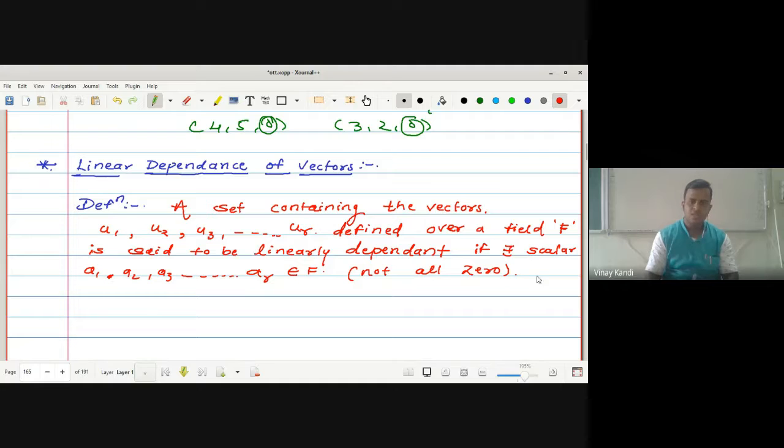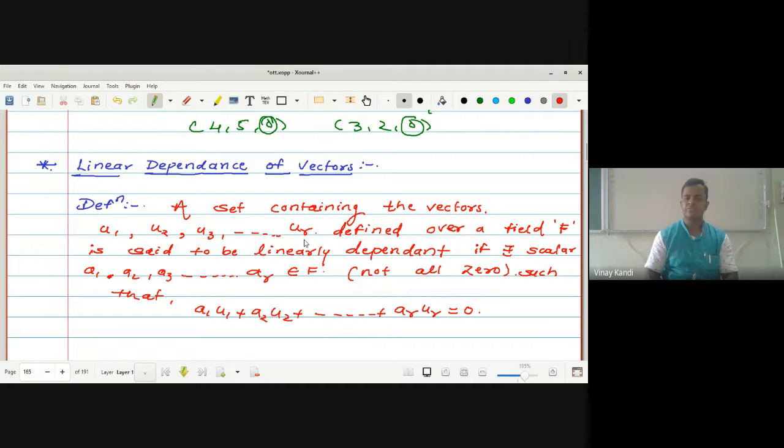Okay, it is said to be linearly dependent if there exist scalars a1, a2, up to so on, ar belonging to F such that a1 u1 plus a2 u2 plus up to so on ar ur is equal to zero. What is the meaning of this sentence? If you write the linear combination of u1, u2, u3 up to so on ur, that is a1 u1 plus a2 u2 plus up to so on ar ur.